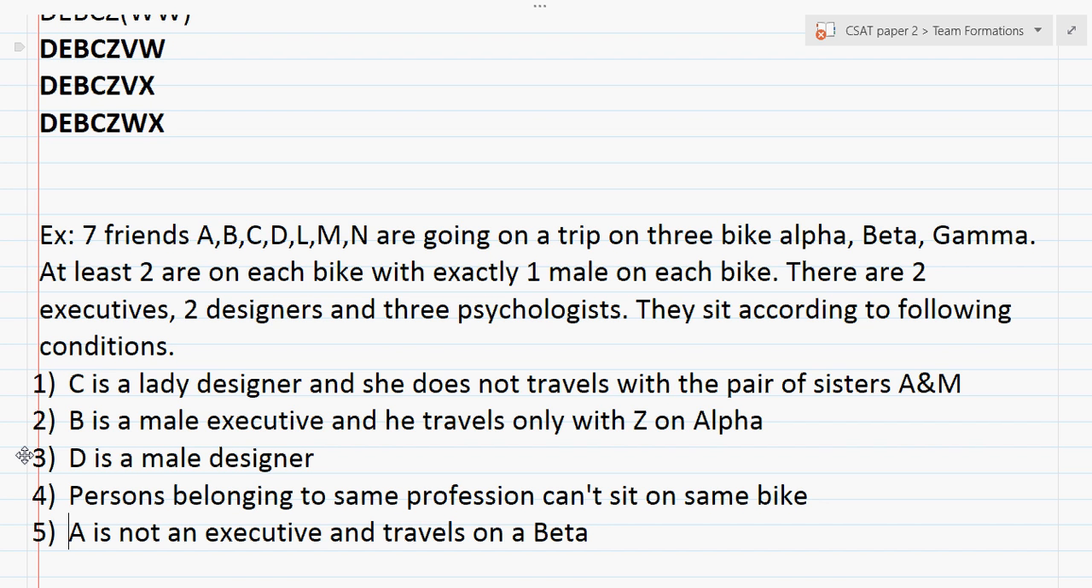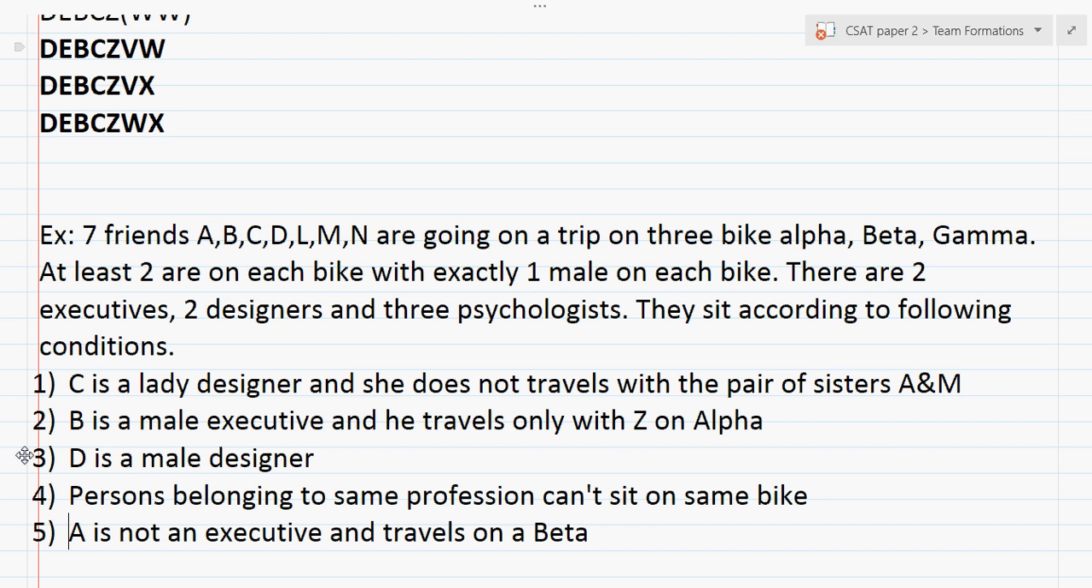There are two executives, two designers and three psychologists. So now the complication has been increased. We have also introduced the professions, right? They sit according to the following conditions. C is a lady designer and she does not travel with the pair of sisters A and M. B is a male executive and he travels only with Z on alpha, right? So this statement is important. D is a male designer. Persons belonging to the same profession cannot sit on the same bike. A is not an executive and travels on beta.